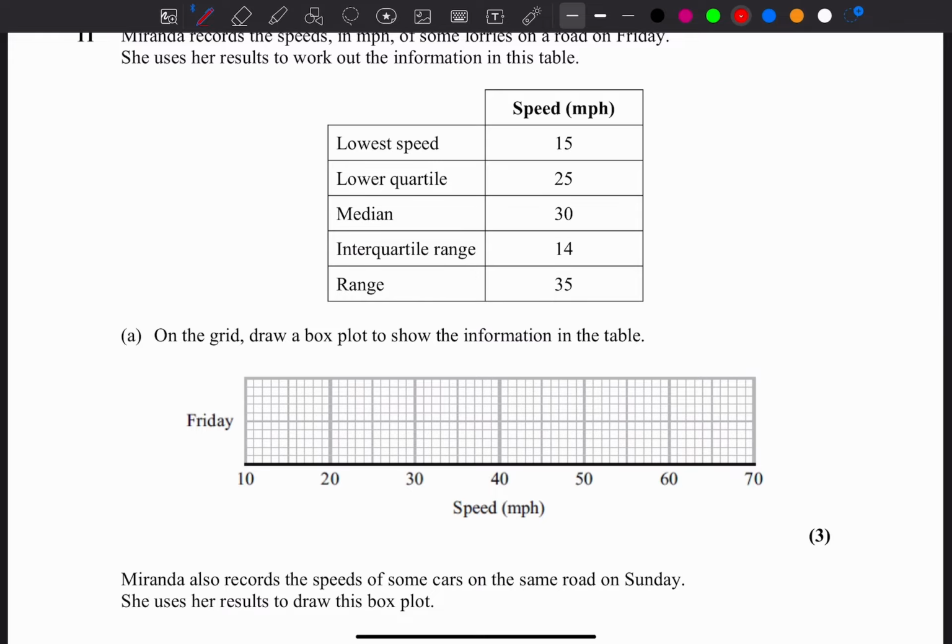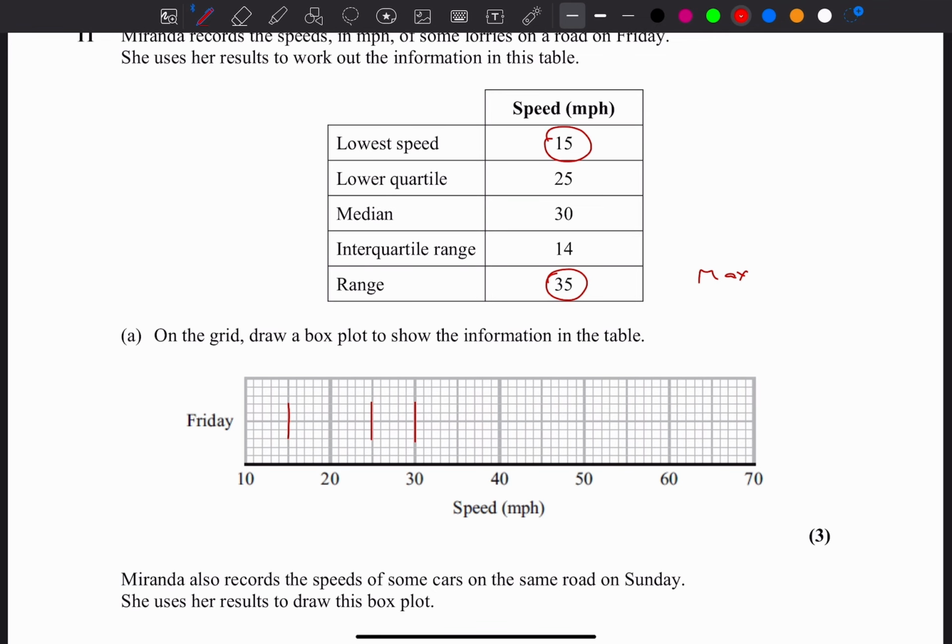The lowest speed is 15. Got it. So 15 is here. Lower quartile is 25. Got that, which is here. Median is 30. Got that, which is here. Okay, they haven't given you the maximum. So the maximum is your lowest speed.